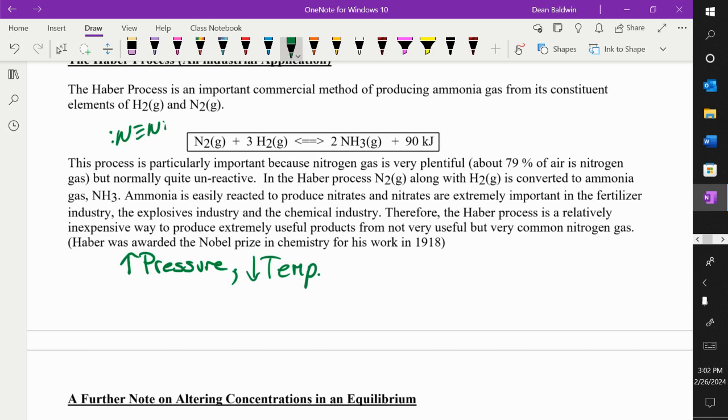So you can use equilibrium shifts to increase your yield of production. Okay? And it's a balance. It's a balance of how much increase in pressure and at what temperature to actually get the reaction to go at a decent rate to justify costs and whatnot. Okay?